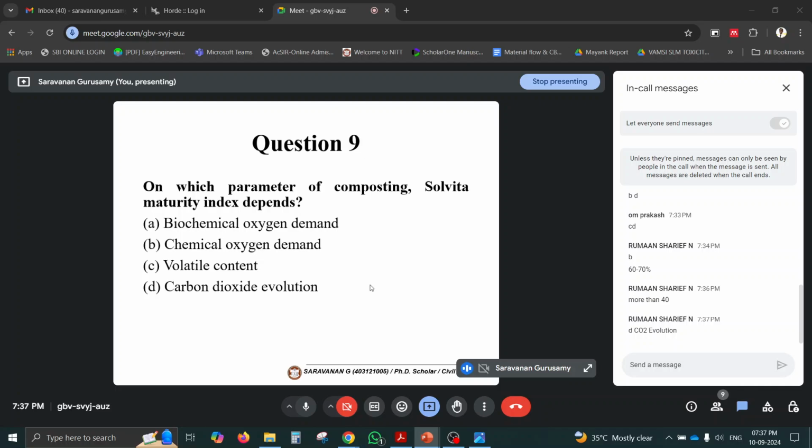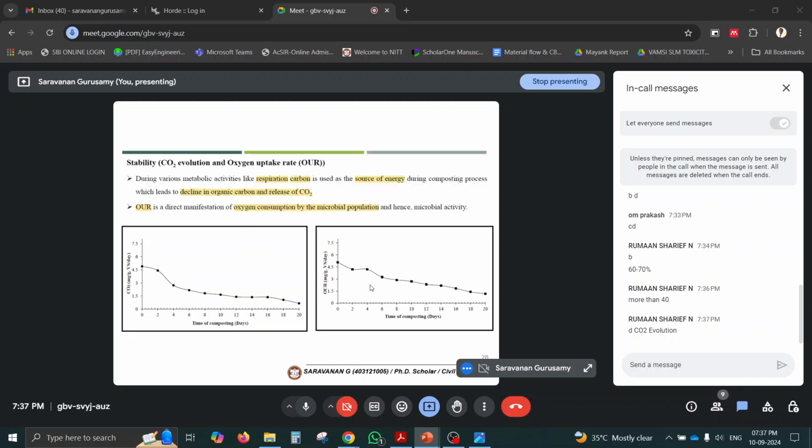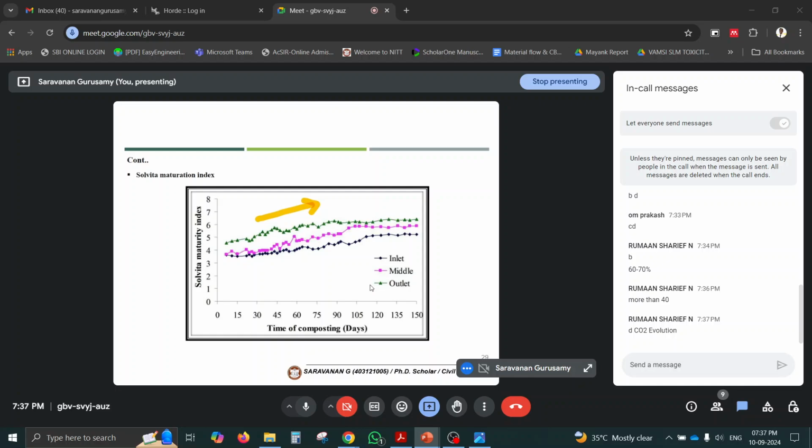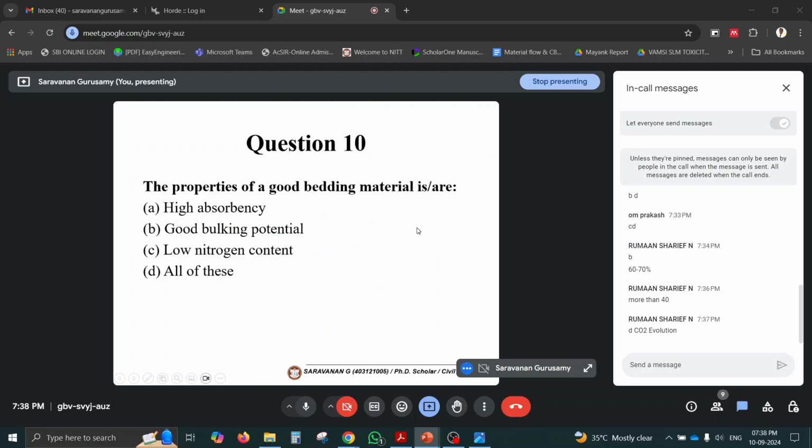The Solvita maturity index is used to analyze the carbon dioxide evolution. So that is a test. Okay. So this is how the Solvita maturity index, that is carbon dioxide evolution, works. It will be more and it will reach a saturation phase.